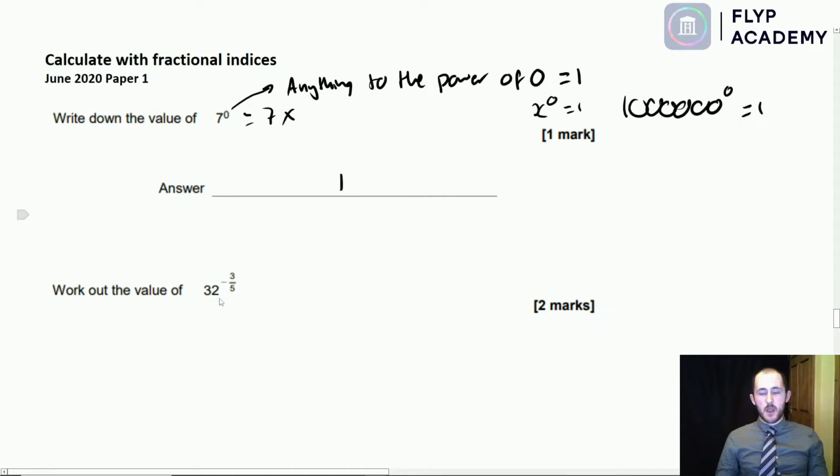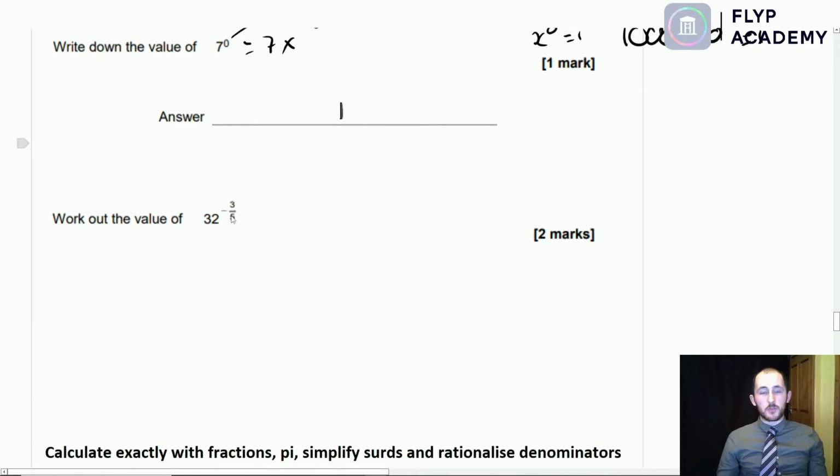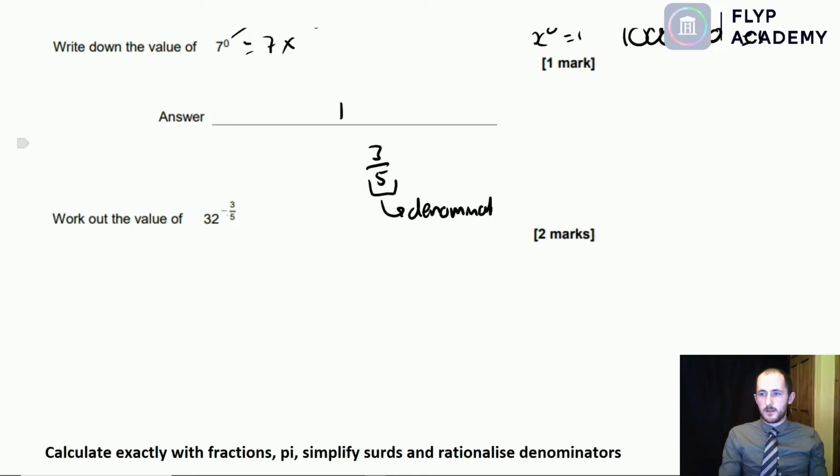Fractional indices get a bit more exciting. What you should be able to recognize is that I've just made the power a fraction. It's already a fraction, but I've expanded it. The bottom number, the denominator, is your root. The top number is your actual power.